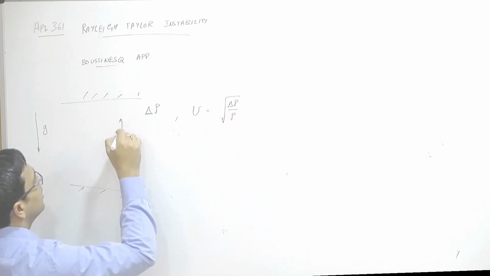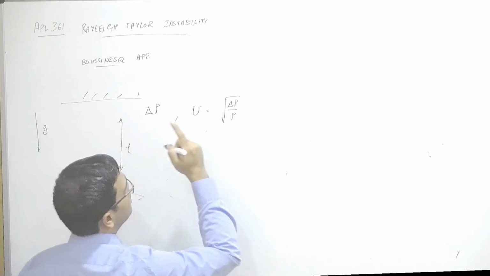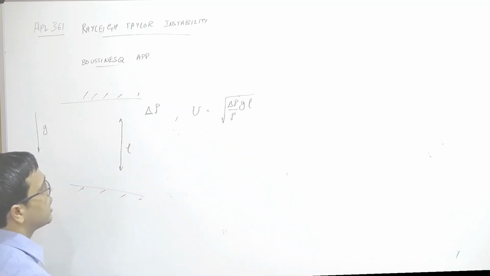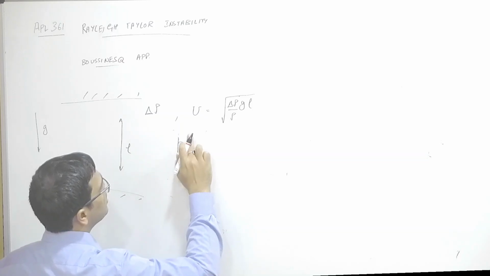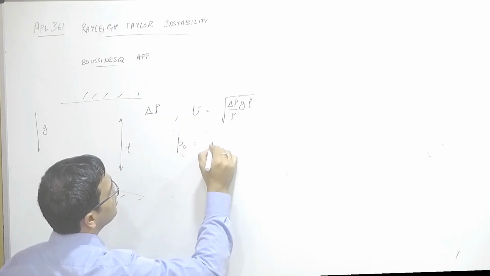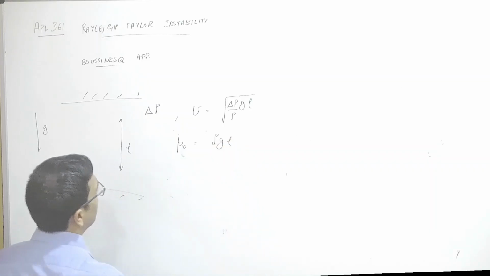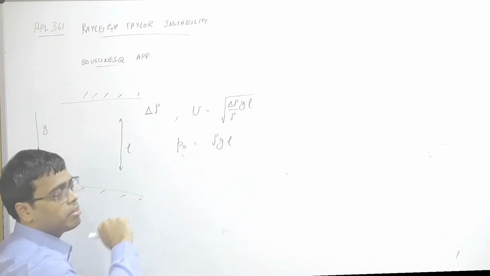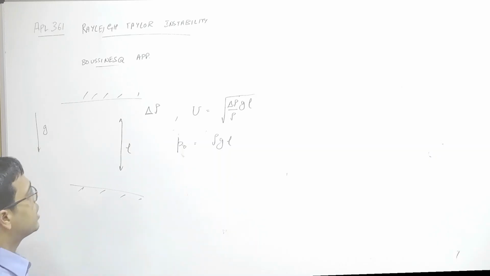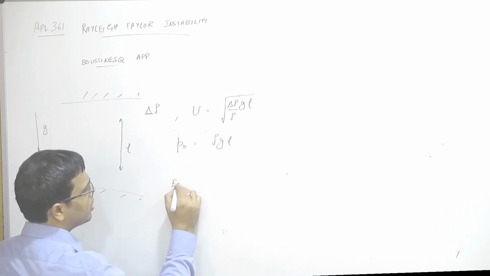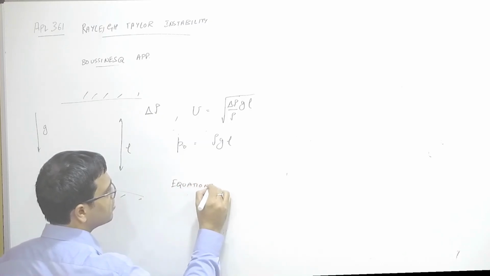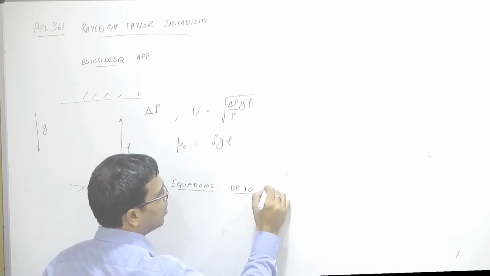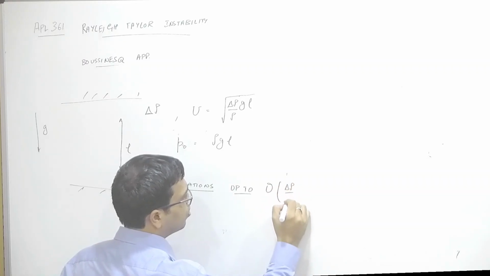and then we had taken a length scale L across which density changes were delta rho, and we said that the velocity scale is something like this. Then the pressure scale P naught is simply this, and we had derived the equations which were first order in delta rho over rho. Okay, we had derived equations up to order delta rho over rho.